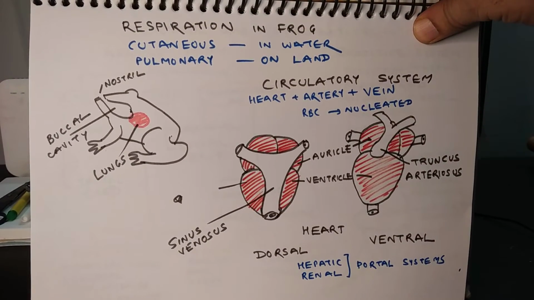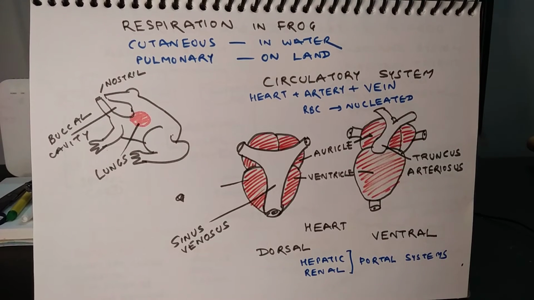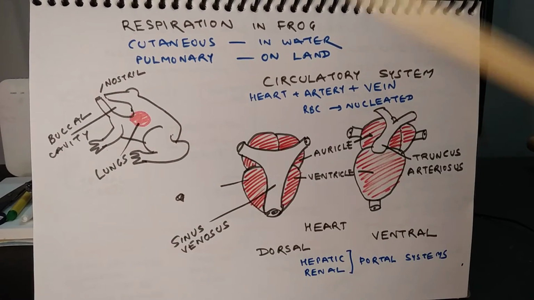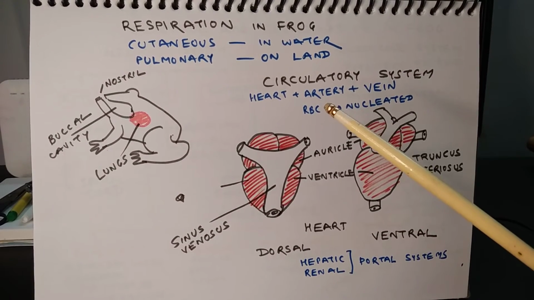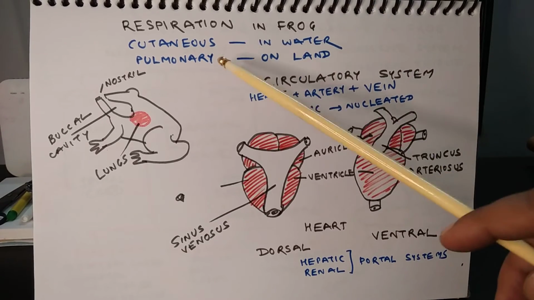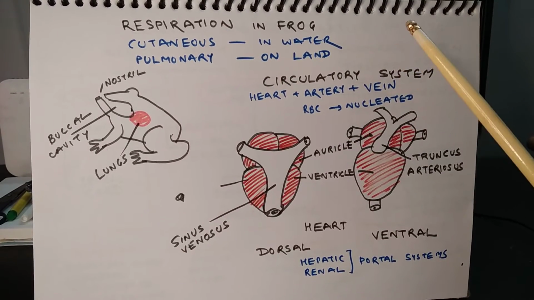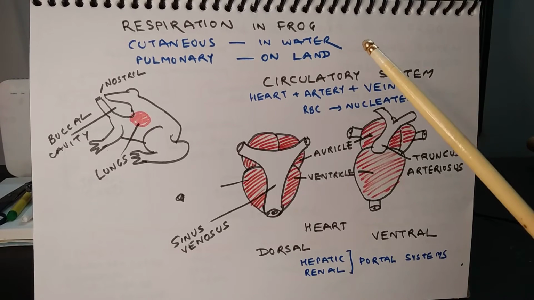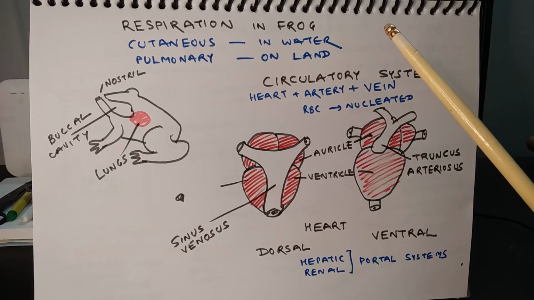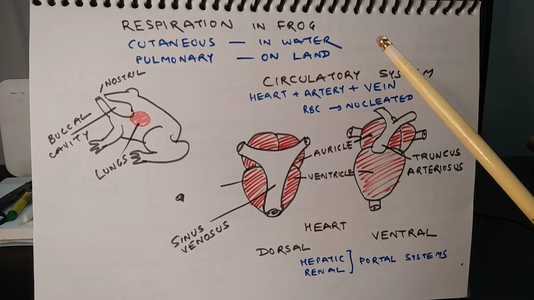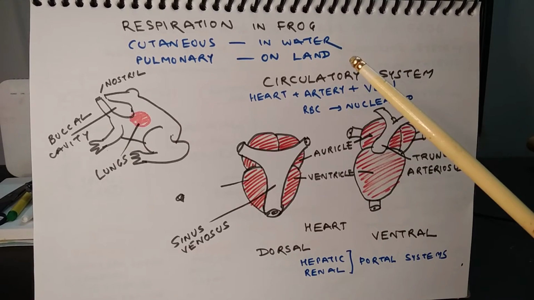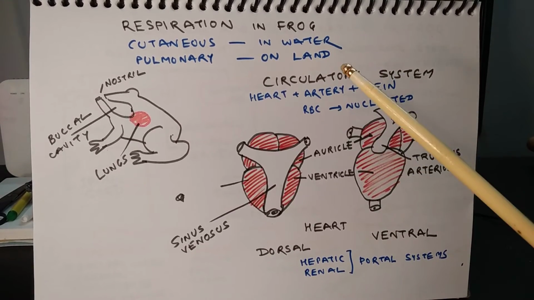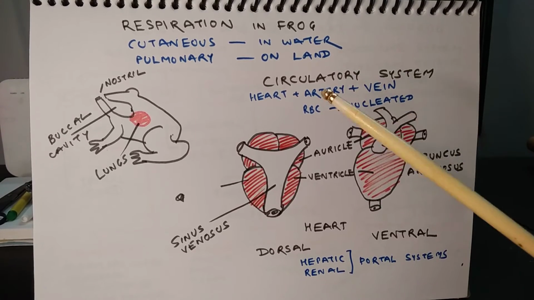Respiration in frog. There are two modes of respiration in frog. One is called cutaneous, that is respiration through skin, and another is called pulmonary respiration, that is respiration through lungs. So, when the frog is in water, it breathes through its skin, and when it is on land, then the lungs facilitate respiration. When the frog is in hibernation, then also there is cutaneous respiration.